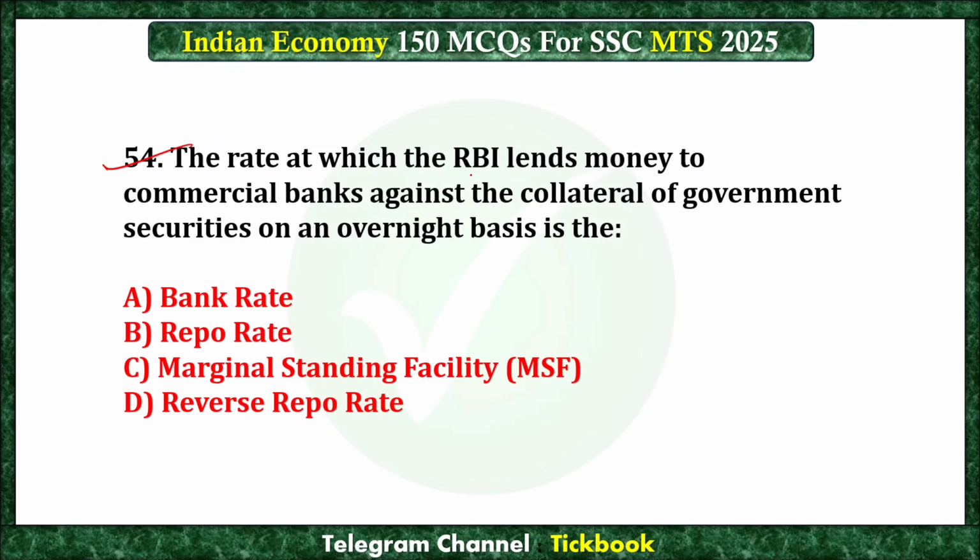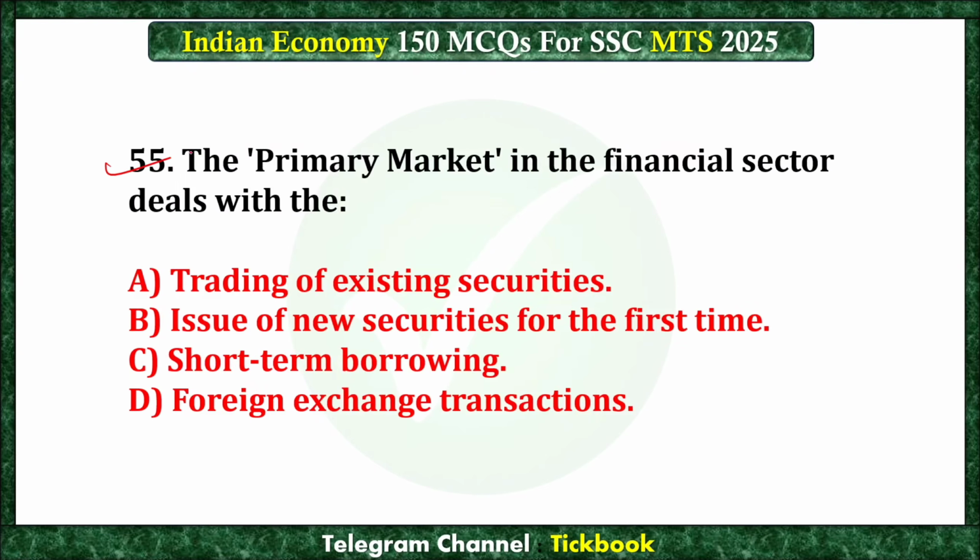54. The rate at which the RBI lends money to commercial banks against the collateral of government securities on an overnight basis is the option number C, marginal standing facility (MSF). 55. The primary market in the financial sector deals with the option number B, issue of new securities for the first time.